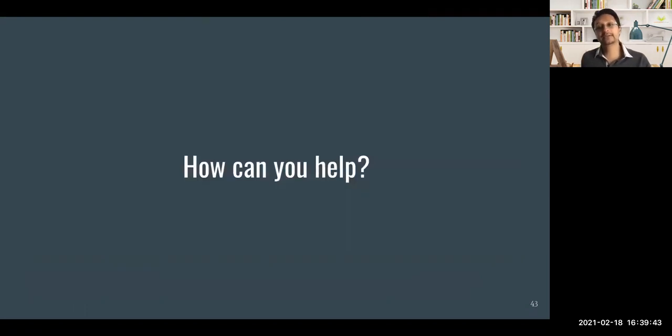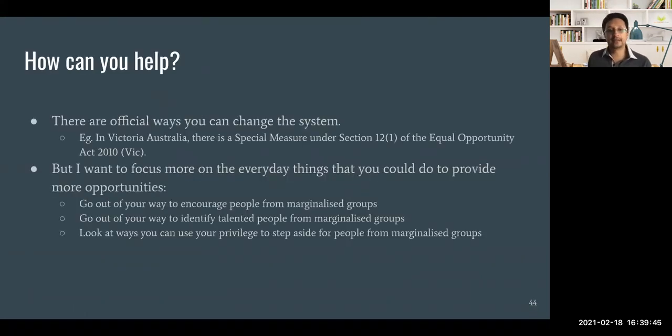So how can you help? There are official ways that you can challenge the systemic nature of things. In Victoria and Australia, there's a special measure under the Equal Opportunity Act that says that in special circumstances, you can not hire in a neutral manner. You can hire for specific marginalized groups.